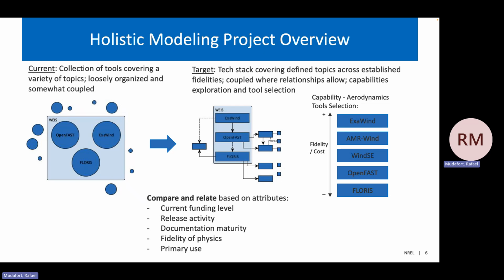Same thing with the graphic on the right, where we have a variety of aerodynamics tools, and we want to just relate them to each other, in this case, on fidelity, and the analogous there is computational costs. So we want to compare and relate based on various attributes: funding level, release activity, documentation maturity, physics, and the primary use case.